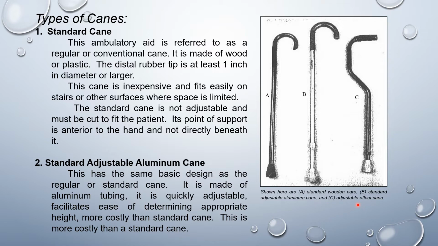We have here your letter B. Okay, kasi yung A, wooden cane. And yung C naman is adjustable offset cane. Okay.